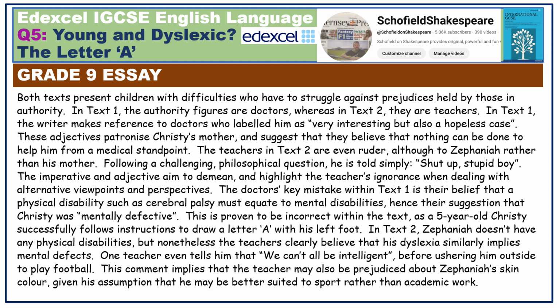In text 2, Zephaniah doesn't have any physical disabilities, but nonetheless the teachers clearly believe that his dyslexia similarly implies mental defects. One teacher even tells him that we can't all be intelligent before ushering him outside to play football. This comment implies that the teacher may also be prejudiced about Zephaniah's skin colour, given his assumption that he may be better suited to sport rather than academic work.